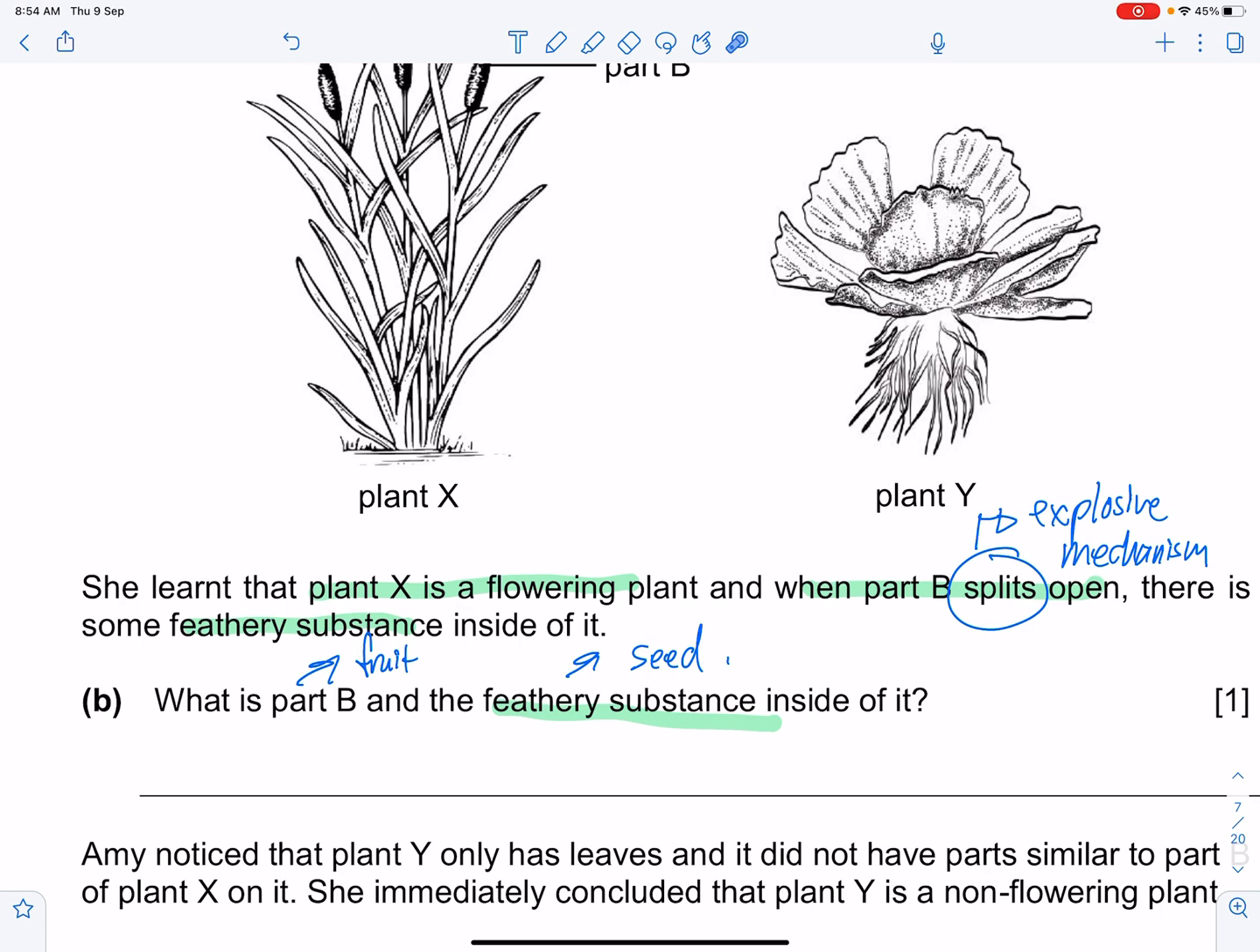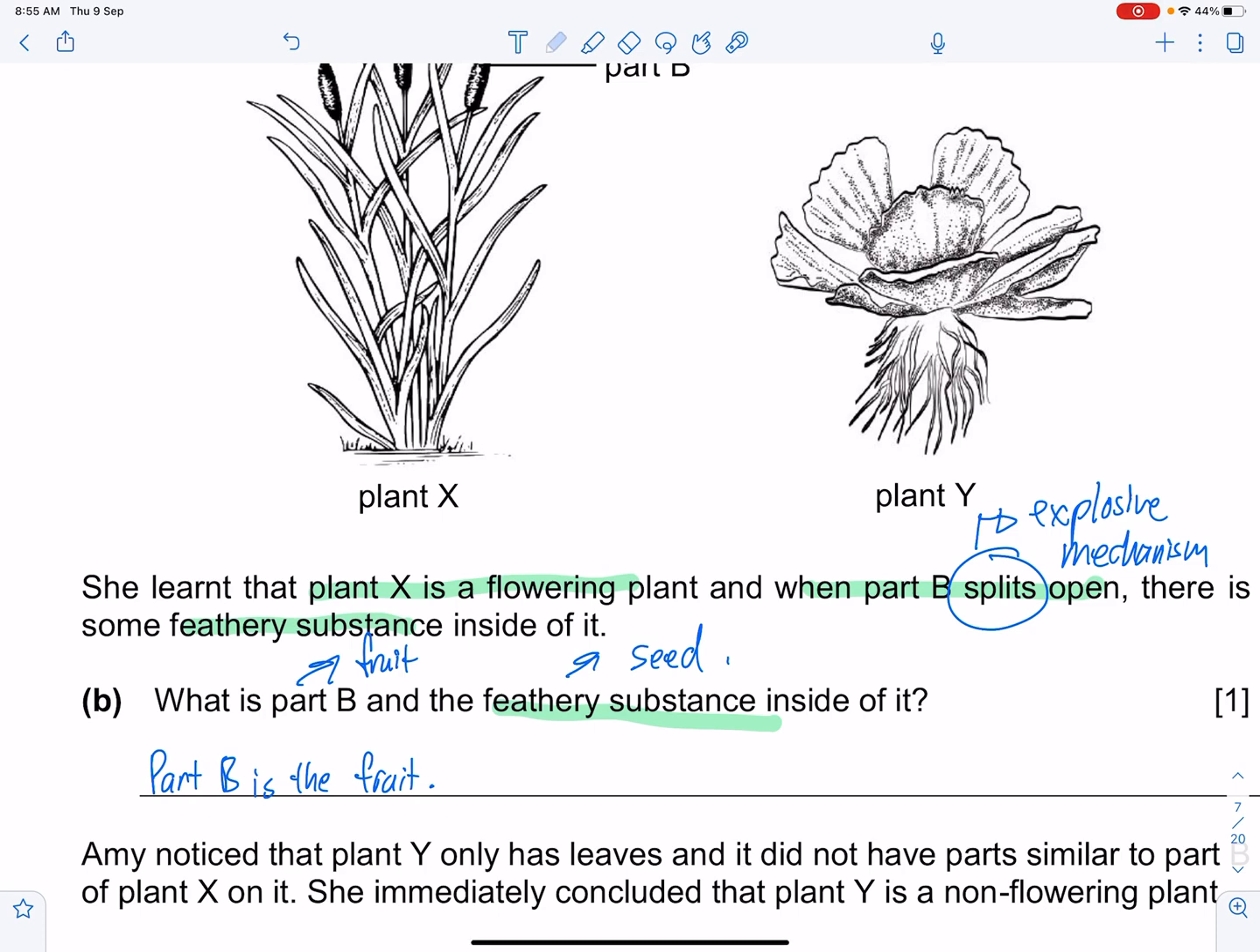So, in marking, usually when that happens, we will read from left to right. So if we happen to see fruit first, we will think that this person is talking about B. And then if we look at seed, this is talking about the feathery substance. Okay, fine, you get it right. But that's not a good way. You need to be specific in making reference to what you want to say. So basically, if you want to say that part B is the fruit, you literally have to spell out part B is the fruit. Full stop.